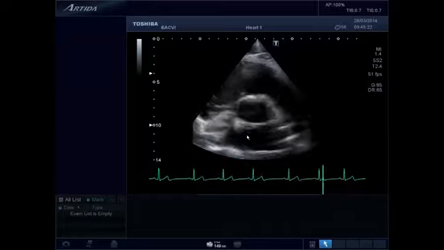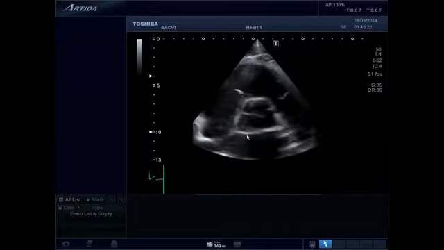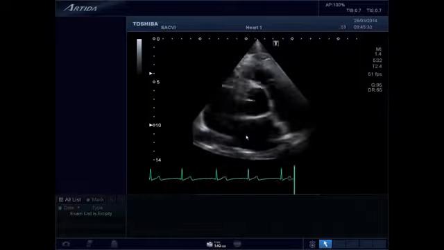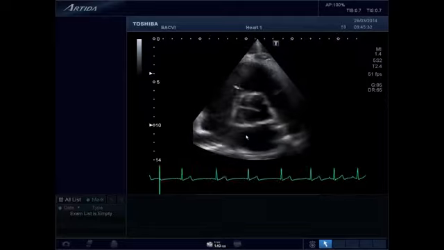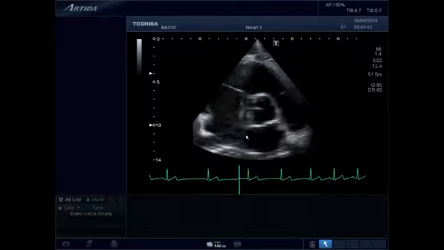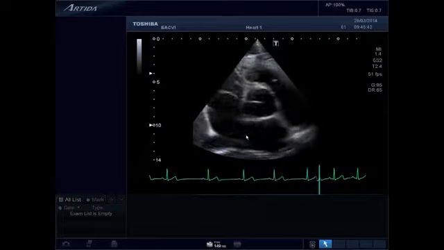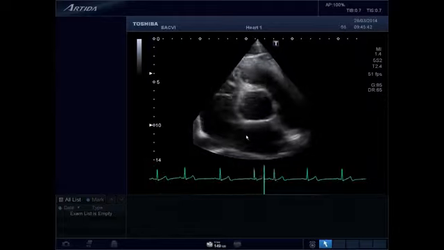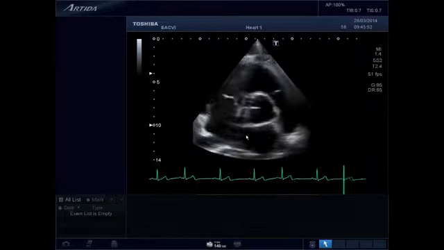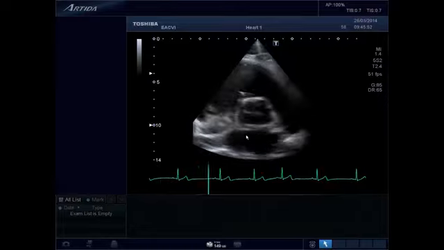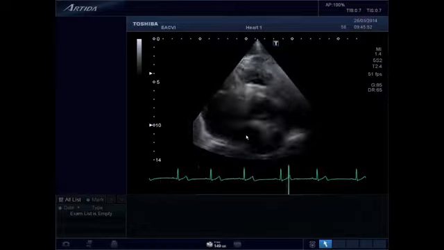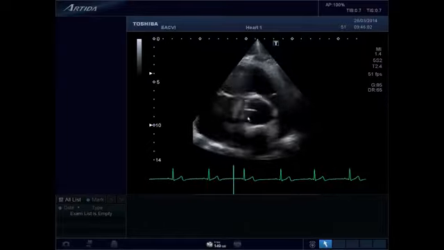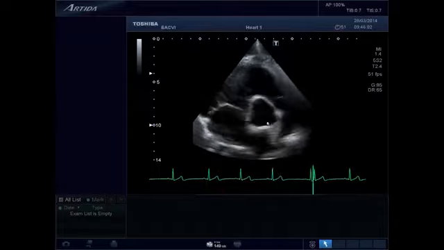So the first acquisition is focused on the aortic valve in order to be able to see the morphology of the valve, if it's a normal valve which is tricuspid, or if it's a bicuspid valve, or if there are abnormalities, and we need to do that in a systematic way. So I am appreciating the morphology of the valve. I'm trying to see the three cusps. You have the right cusp here, the posterior cusp here, and the left cusp here.